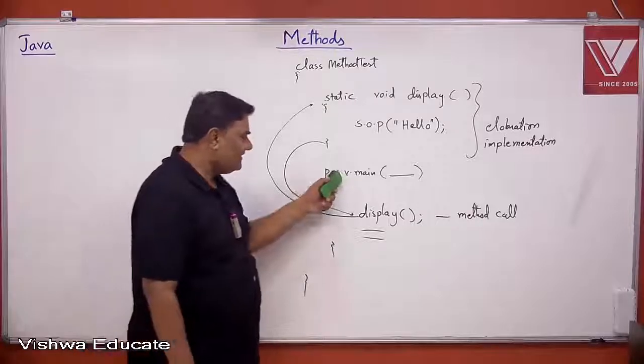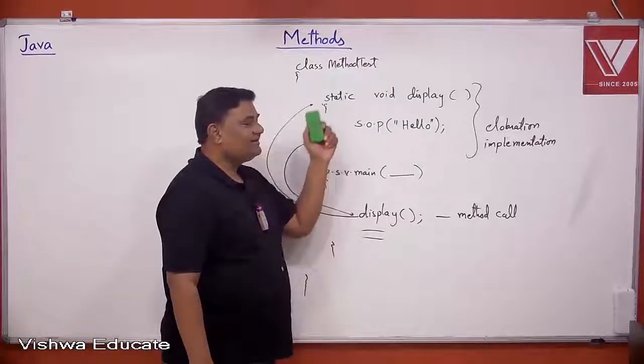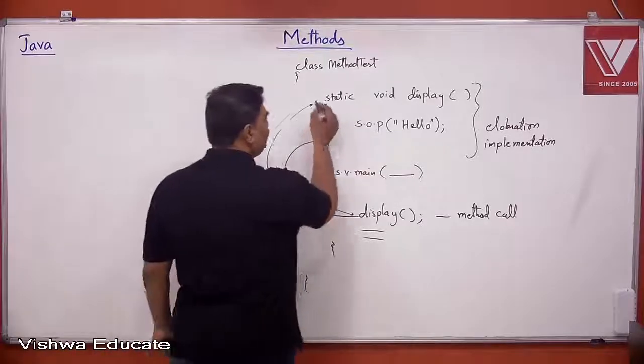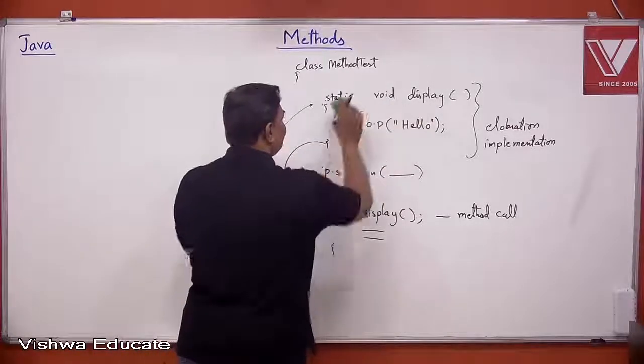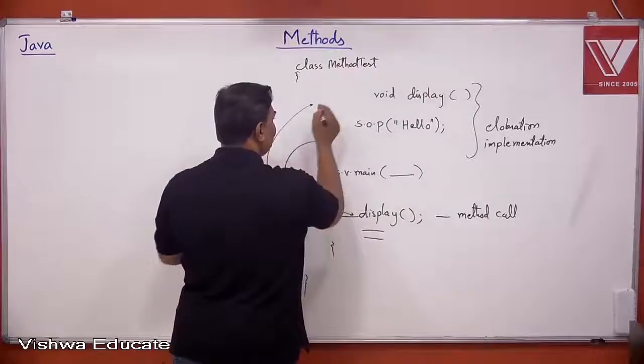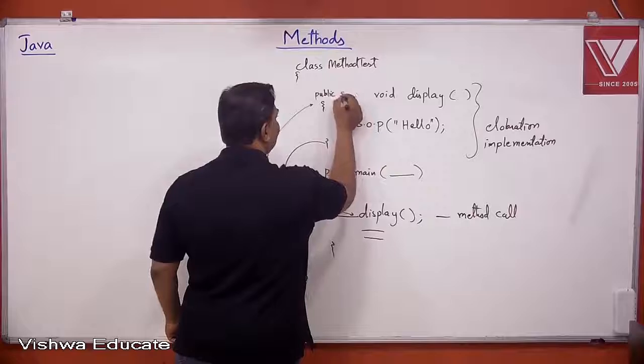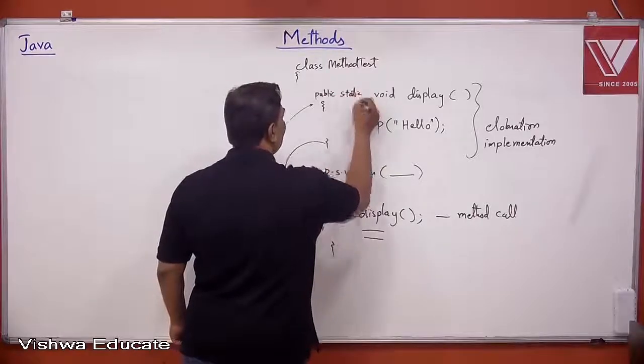Static method, public static, this is static. So static can call that static method. If you want to write public, here also you can write public static void display. So this is optional. It's up to you how you want to copy this. I will write both, public and static void display.